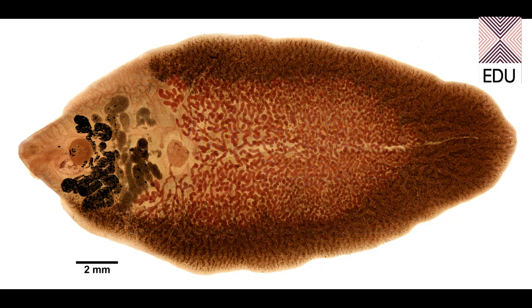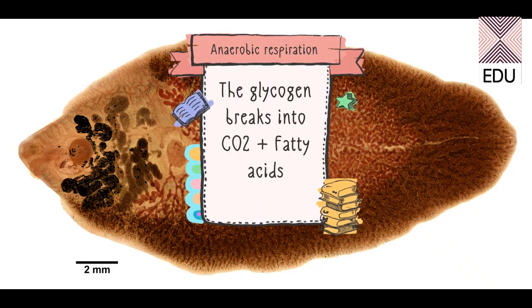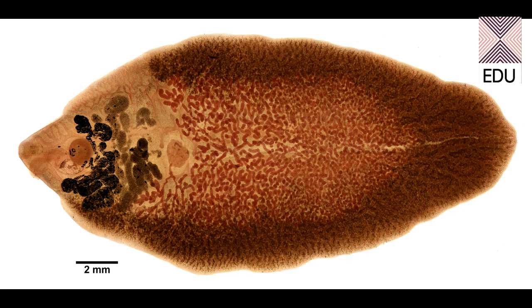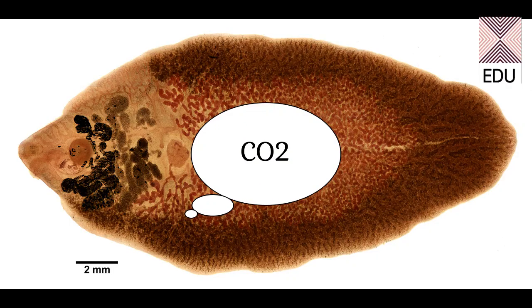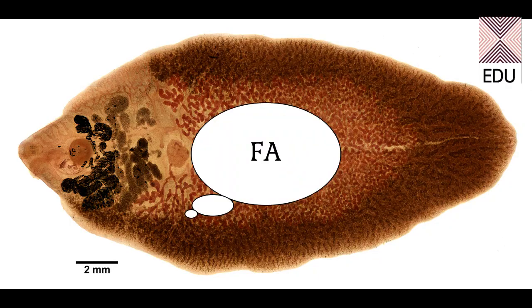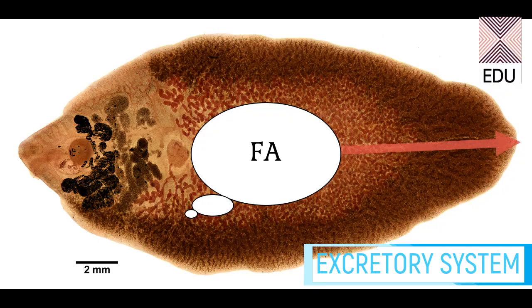So in this process of anaerobic respiration, the glycogen breaks up by anaerobic glycolysis into carbon dioxide and fatty acids. Now lactic acid is the end product of the glycolysis. The carbon dioxide also diffuses out through the general body surface simply by diffusion, as we have discussed in the earlier animals also. Whereas the fatty acids or the lactic acid get eliminated through the excretory system.